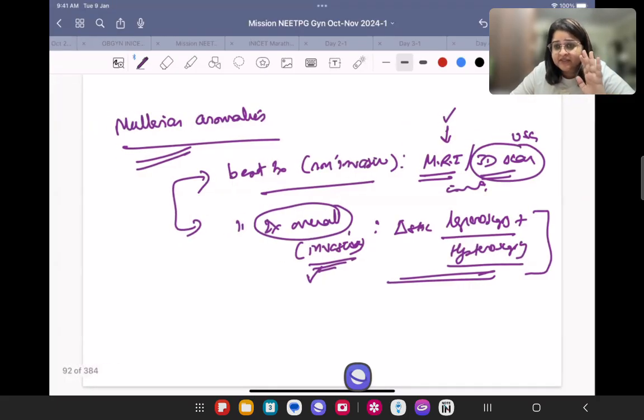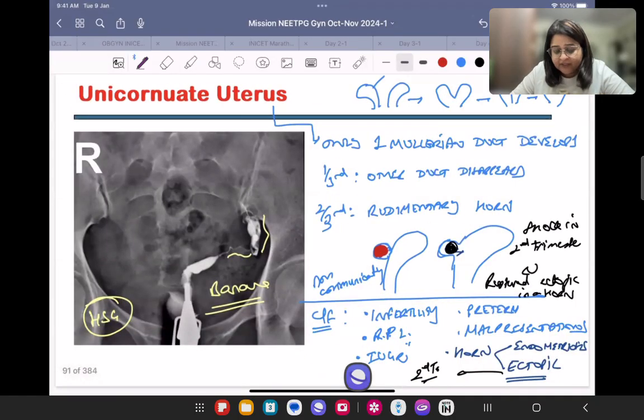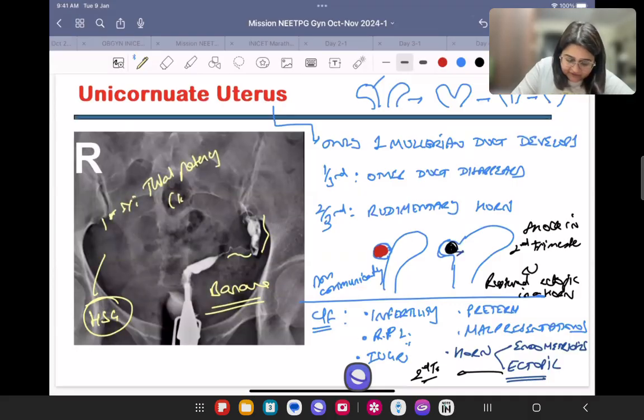First is not always HSG, doctor Meteor. What I meant to say is HSG is usually the first investigation as part of infertility workup. We usually do HSG as the first tubal patency test in a patient with infertility. Okay, so many times incidentally we diagnose Mullerian anomalies when we look for tubal patency.